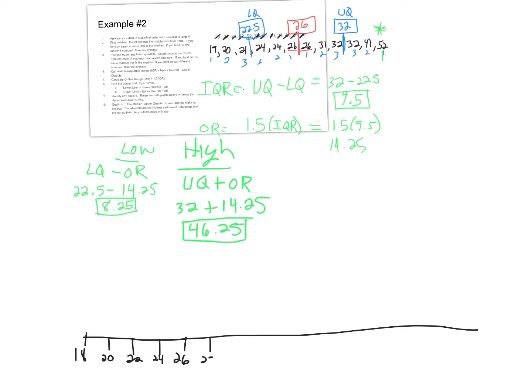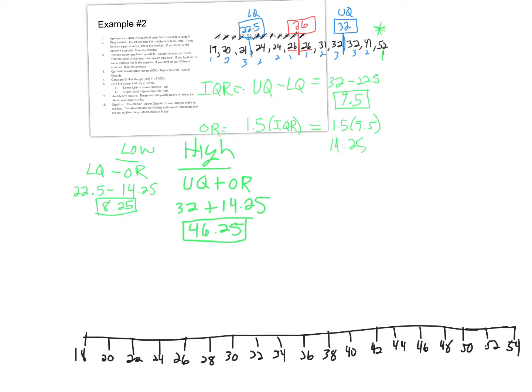26, 28, 30, 32, 34, 36, 38, 40, 42, 44, 46, 48, 50, 52. I like to do one more, so let's do 54. And again, I like to do a large spread like this so I can put in the data points more easily. All right, so let's start graphing.